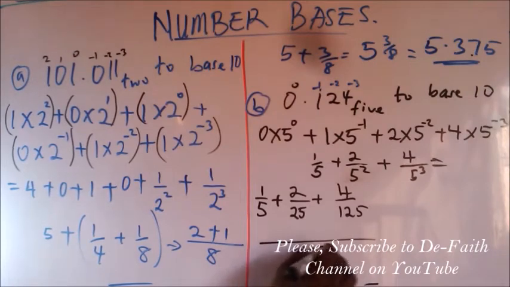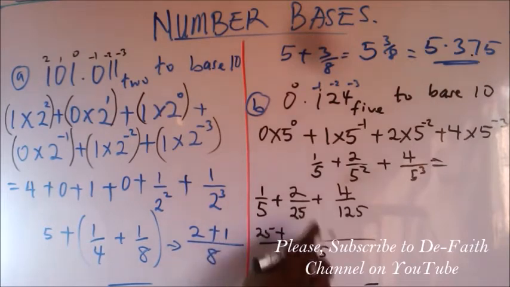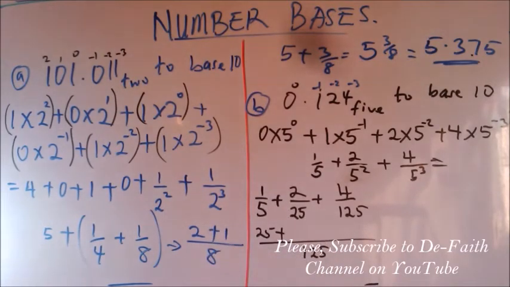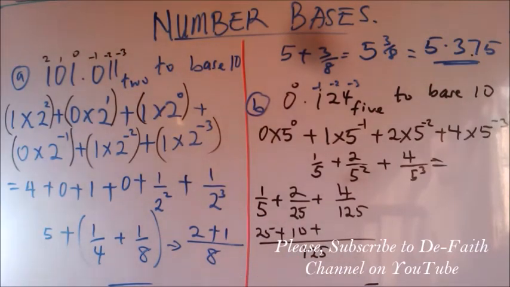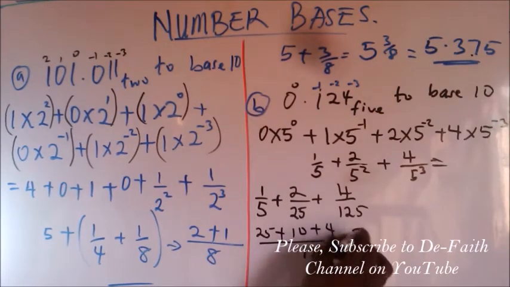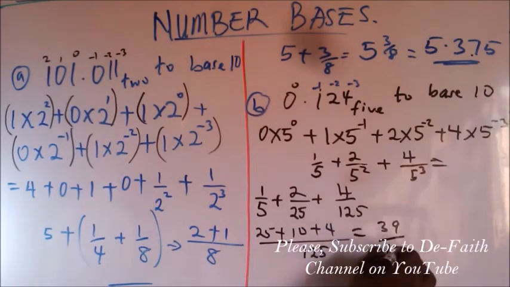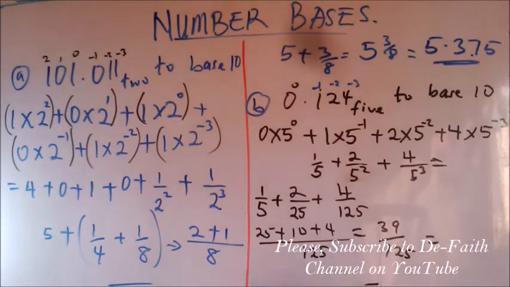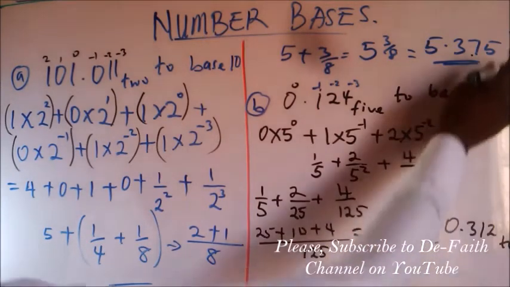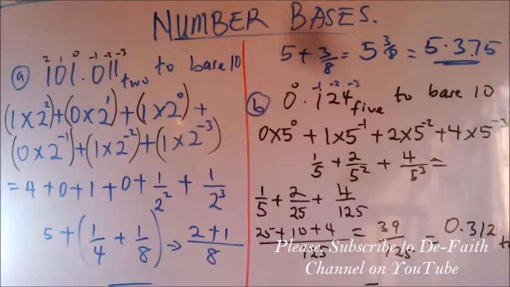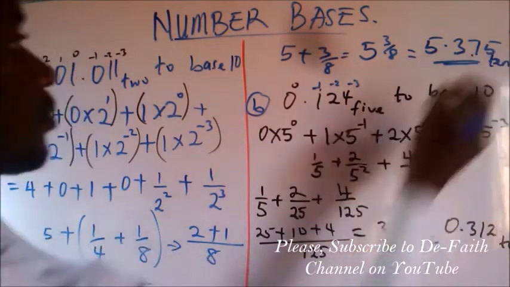We look for the LCM, which is 125. 5 into 125, that gives 25. Then times 1, that's 25. And then 25 into 125, that gives us 5. 5 times 2 is 10. Plus 125 into 125, that's 1. 1 times 4 is 4. So when we add all this, we shall get 39 over 125. So when we convert this into decimal using the calculator, we shall have 0.312 in base 10. Likewise, the first one, we have our answer in base 10.